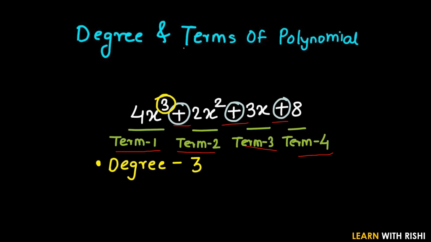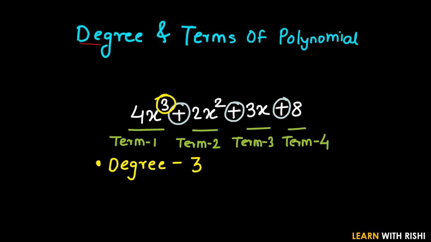Now here we have to learn what the terms are. So these are our terms. Terms are nothing but this 4x cubed, 2x square. These are something which are separated by operations. So here there are four terms: 4x cubed, 2x square, 3x, and 8. So I hope you understood what terms are.